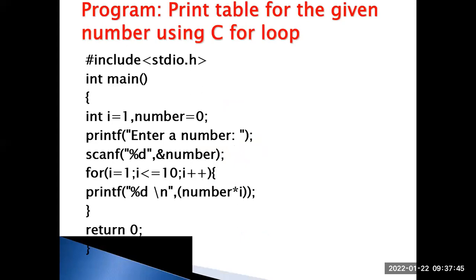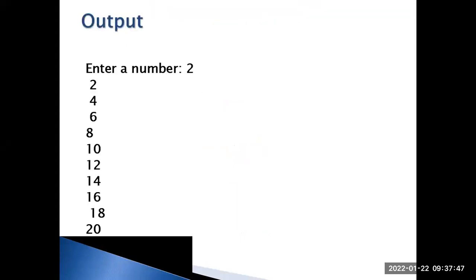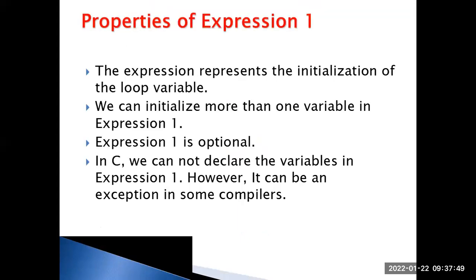Simple programs using the for loop, and the properties of expression 1, and what the minimum initialization is. Expression 1 is purely initialization, and it is optional. We cannot declare the variable in expression 1. The variable should be declared first. We have to declare the variable, then that variable can be used in the loop.